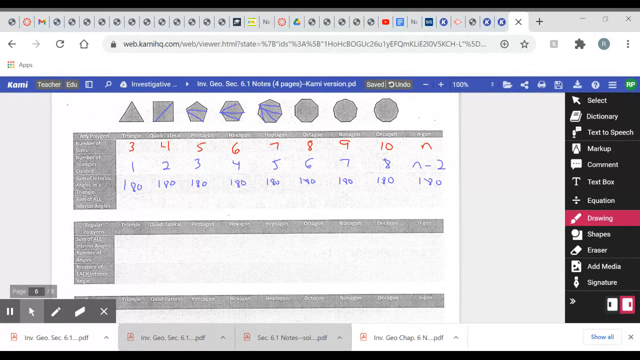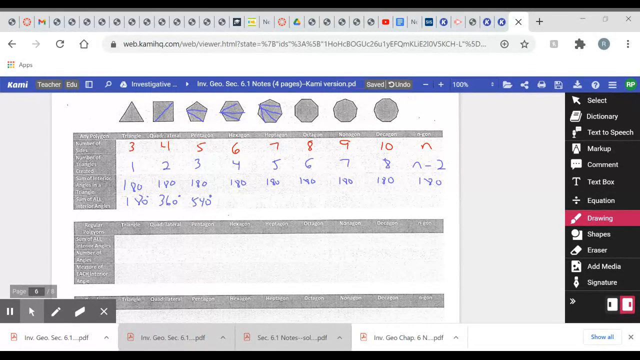Okay, and now the sum of the interior angles of a polygon, I can just multiply these two blue ones. 1 times 180, because there's only one triangle, I get 180. 2 times 180 means that for a quadrilateral, the angles add up to 360. 3 times 180 means for a pentagon that they add up to 540. I should have degree symbols with these.